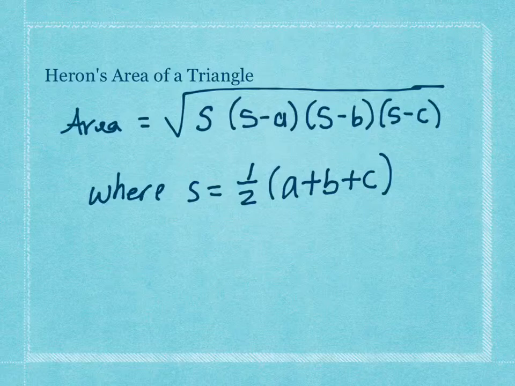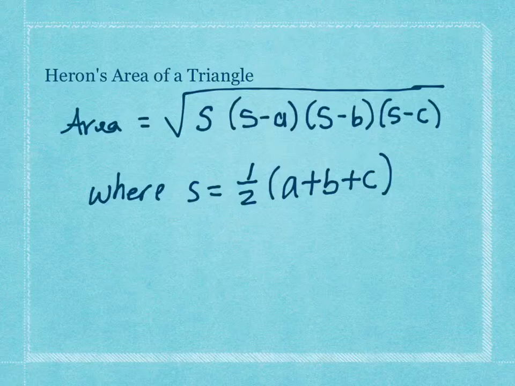So the first thing you have to find when you're working with Heron's area formula is this thing S. You add the sides together and divide by 2, or multiply by 1/2. That gives you S. Then I take that value for S and multiply S times S minus 1 side, S minus the second side, S minus the third side, and multiply them all together. I take that product and I take the square root. Everybody good with that? Okay.